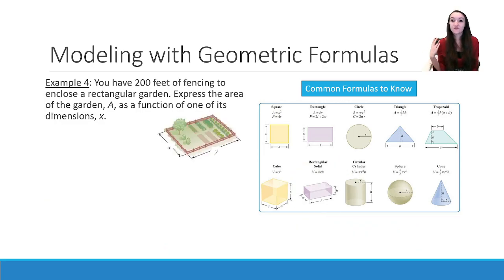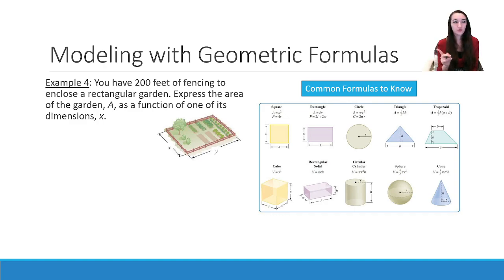All right, so our final example for this unit is you have 200 feet of fencing to enclose a rectangular garden. Express the area of the garden, A, as a function of one of its dimensions, x. So this is going to be probably the most common type of problem from this section. So make sure you understand how to do this, because I can pretty much guarantee it will come up on a lab or a test or something later. So you need to know how to do this.